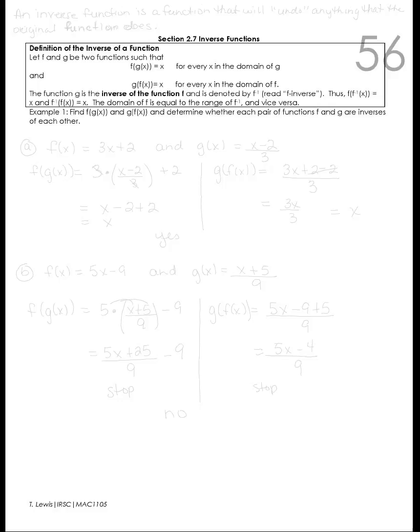Now, when we talk about an inverse function, you have f to the negative 1, but it's not the negative 1 exponent. There was a notation in your textbook that I was looking over, but you read this as f inverse. Okay, f to the negative 1 power means f inverse. Thus f inverse of g of x is equal to x, and then f inverse of f of x is equal to x. Okay, so we're going to do some of those. It says the domain of f is equal to the range of f inverse and vice versa.